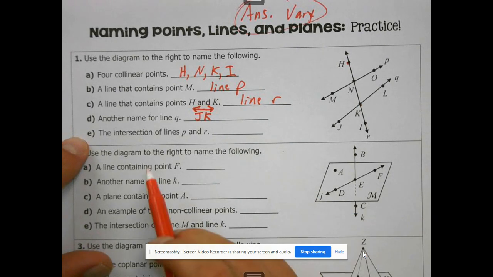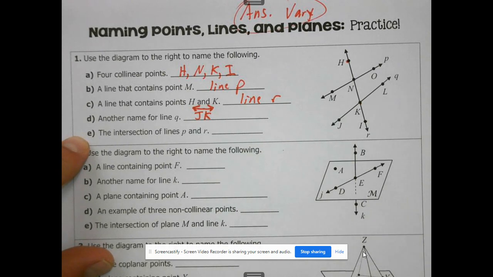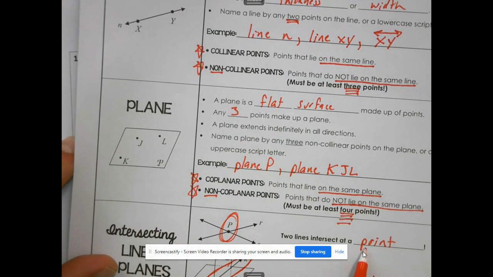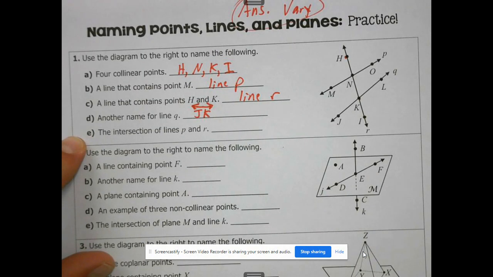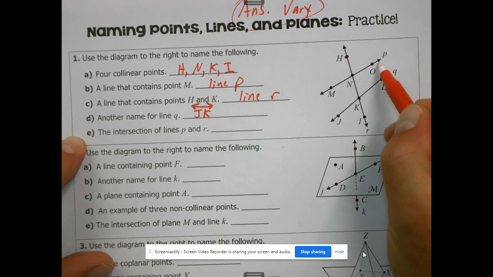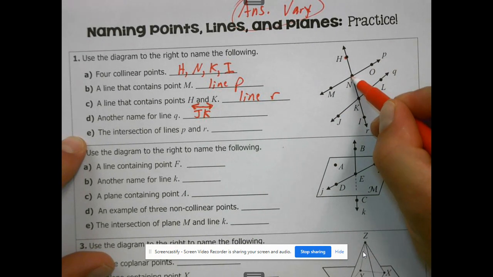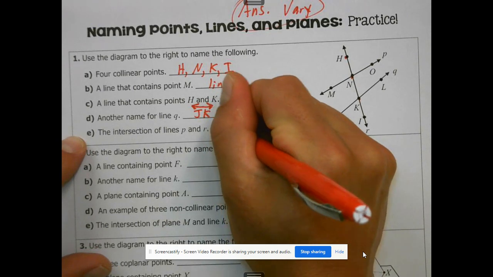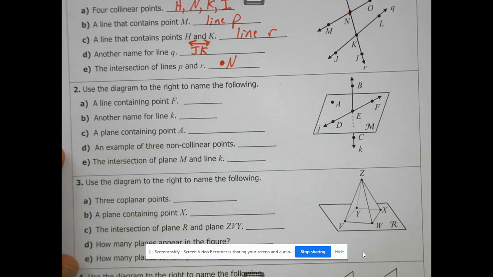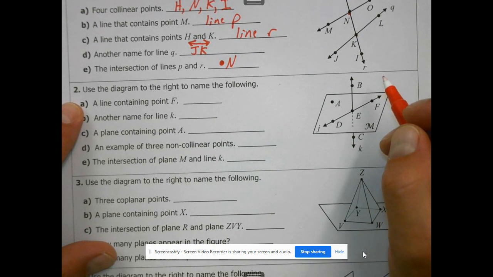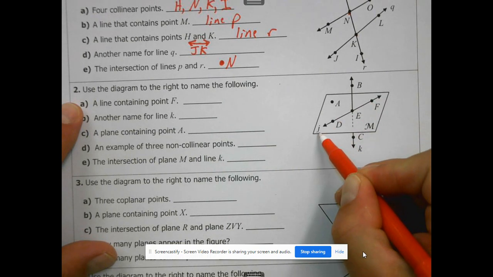Letter E, the intersection of lines P and R. And remember, guys, 2 lines intersect at a point. So I'm looking at the point where those 2 lines intersect. Here is line P. Here is line R. They intersect right there at point N. Next section. Line containing point F. Okay, well, here's point F. Point F lies on line J.